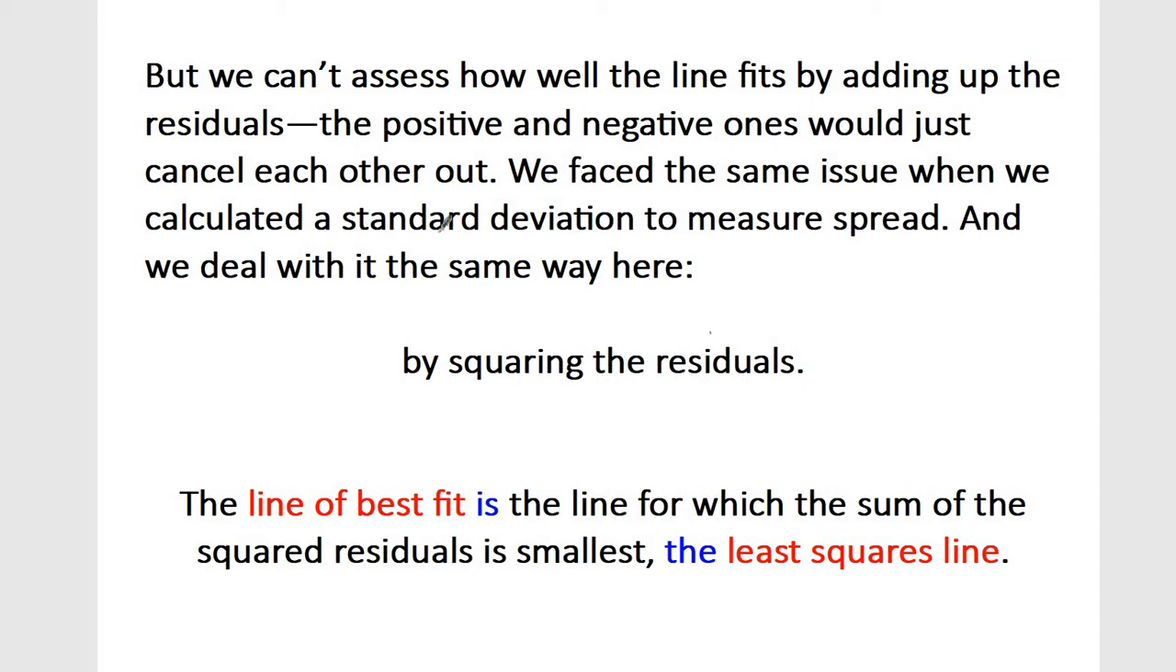So what did we do when we did standard deviation? We squared it. We squared the differences for standard deviation, so that's what we're doing here with the residuals. So the line of best fit, the best line for that data, is the line for which the sum of those squared residuals is the smallest. We want the smallest amount, the least squares line. So the line of best fit is the least squares line. That's the same thing, they're synonyms.